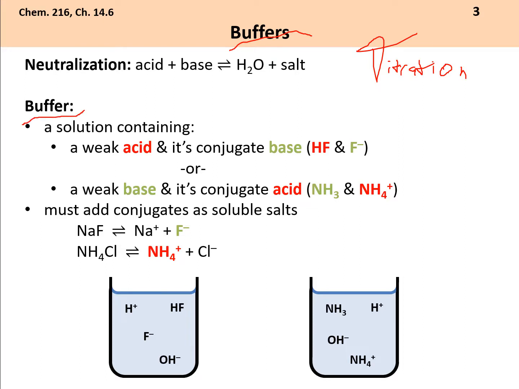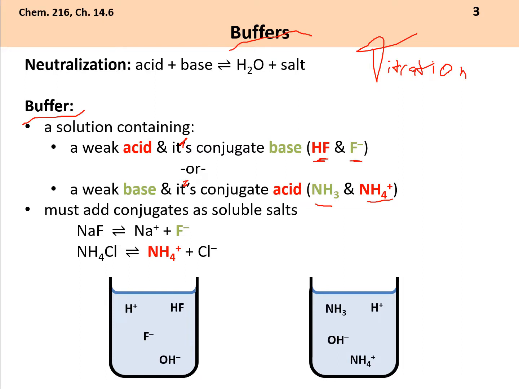A buffer is a solution that contains a weak acid and its conjugate base. For instance, HF, a weak acid, and F minus, which is its conjugate base. Or a weak base and its conjugate acid. Okay? For instance, NH3 and NH4 plus.